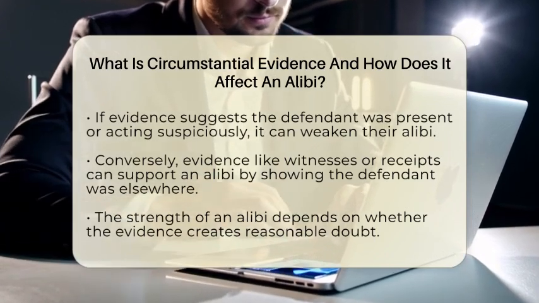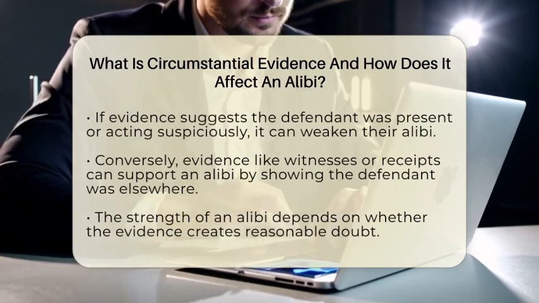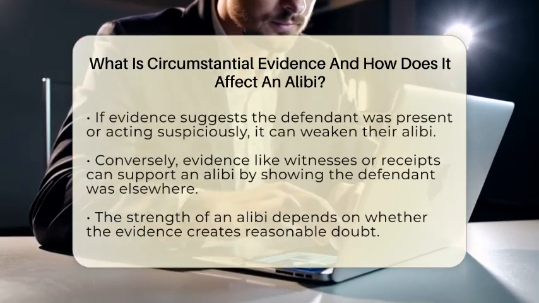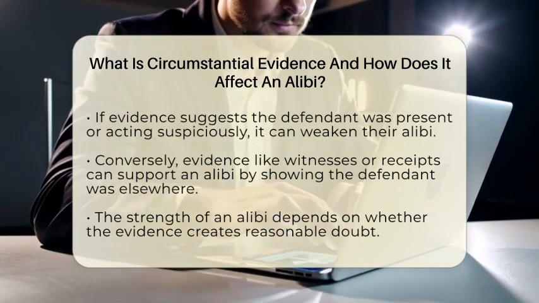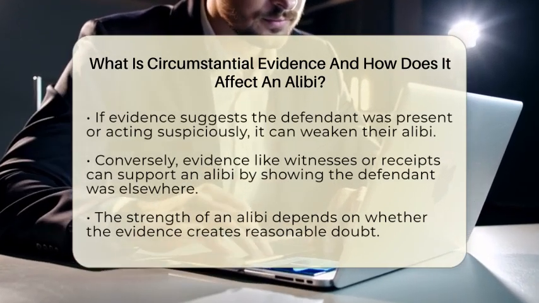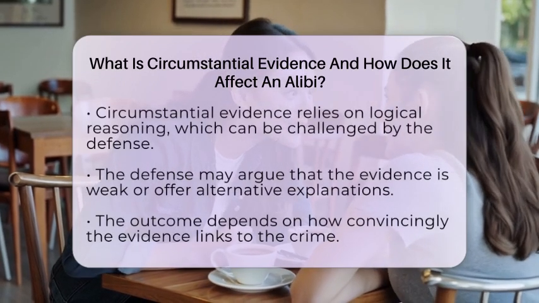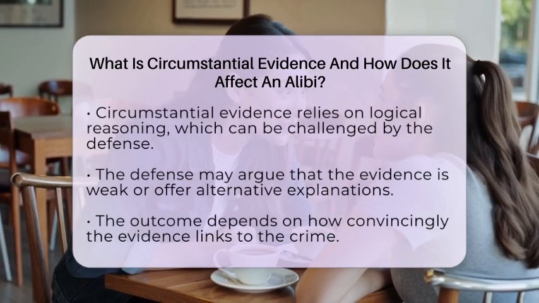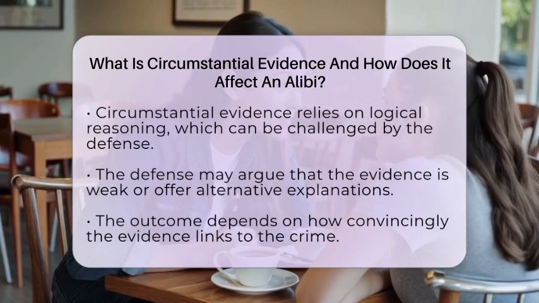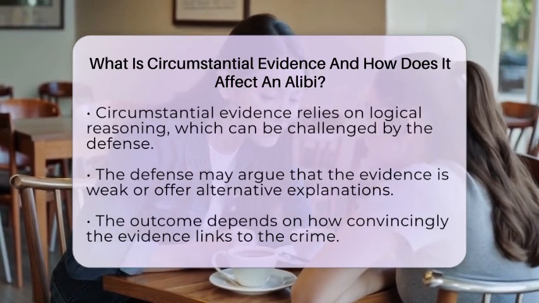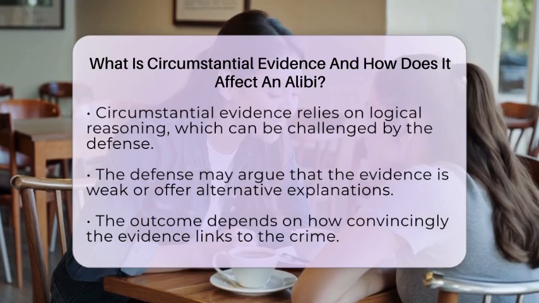On the other hand, circumstantial evidence can also bolster an alibi if it shows the defendant was engaged in activities away from the crime. Witnesses who saw the defendant at a different location, or physical evidence like receipts or surveillance footage, can support the alibi. The key is whether the evidence creates a reasonable doubt about guilt. If the only inferences point to guilt, the jury might find the evidence insufficient. But if the circumstantial evidence can be interpreted in multiple ways, the alibi might stand strong.